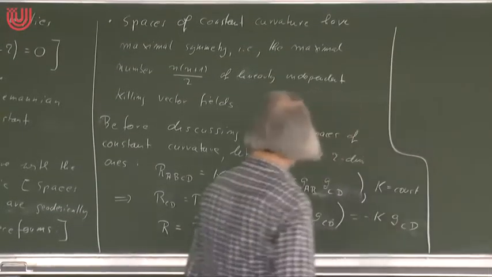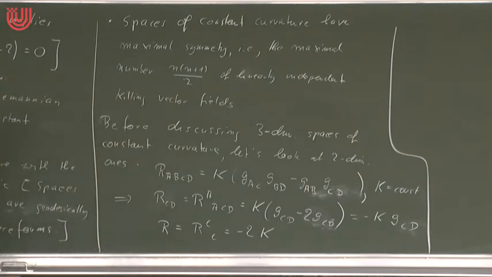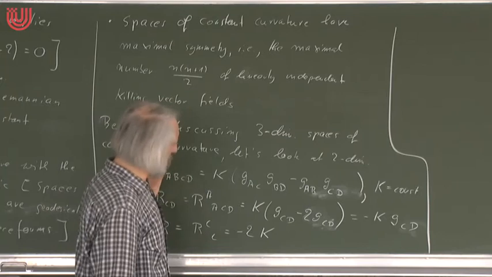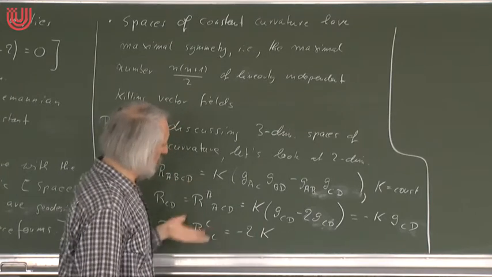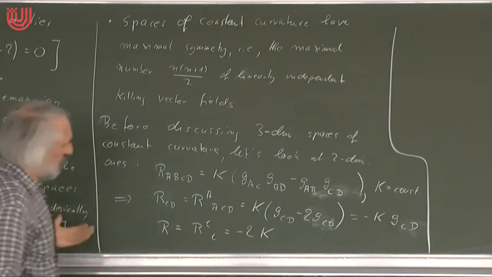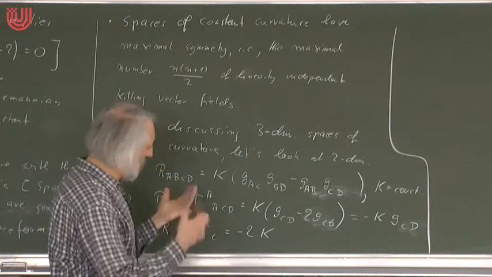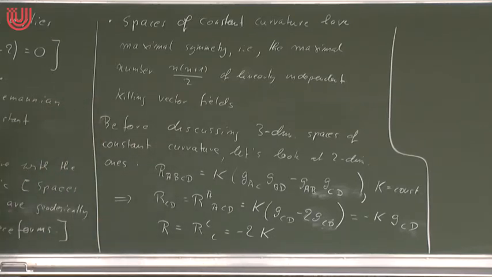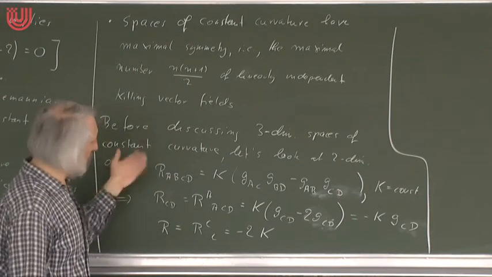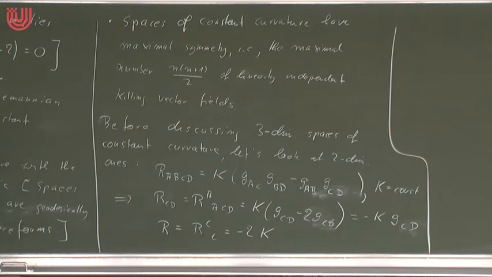So what I will do now, I will write down for you the metric for a space of constant curvature with positive k, with 0 k, and negative k. I will just write down the metric. I will argue in a geometric way that they must satisfy these properties, and then you can check for yourself that actually the curvature tensor satisfies this. So for these two-dimensional cases, it's not too difficult to calculate the curvature tensor.